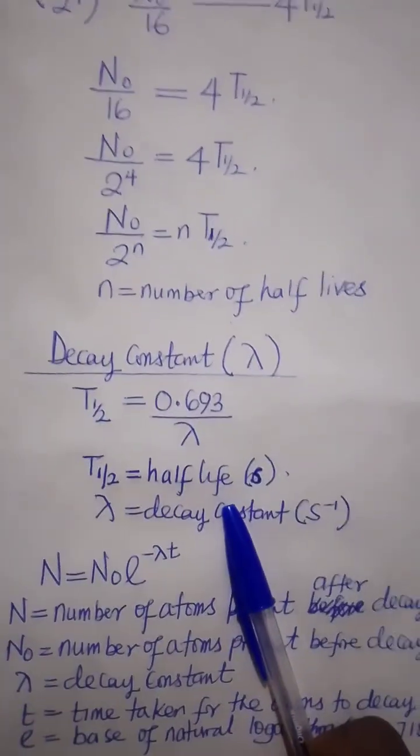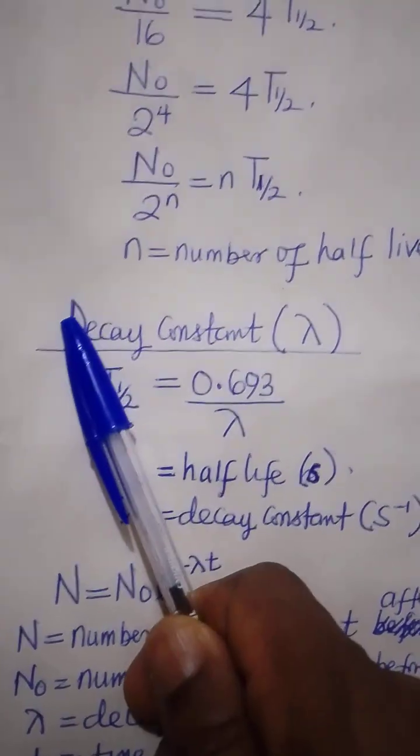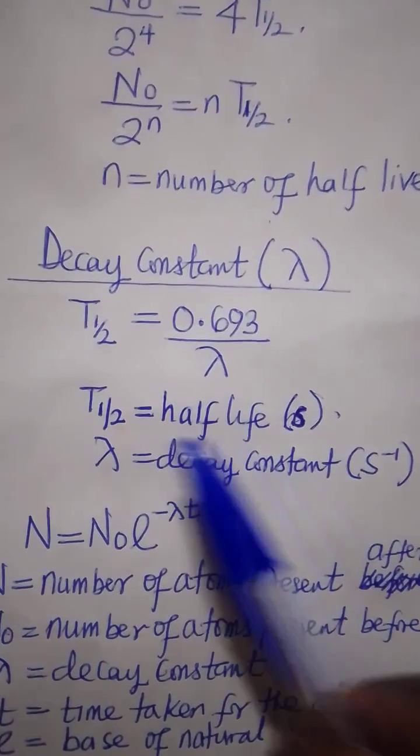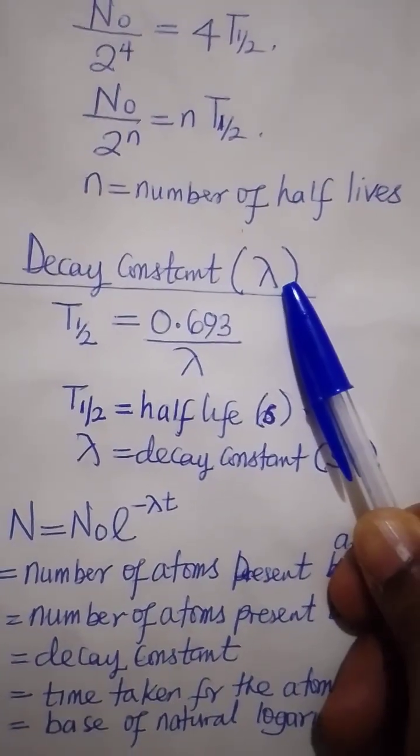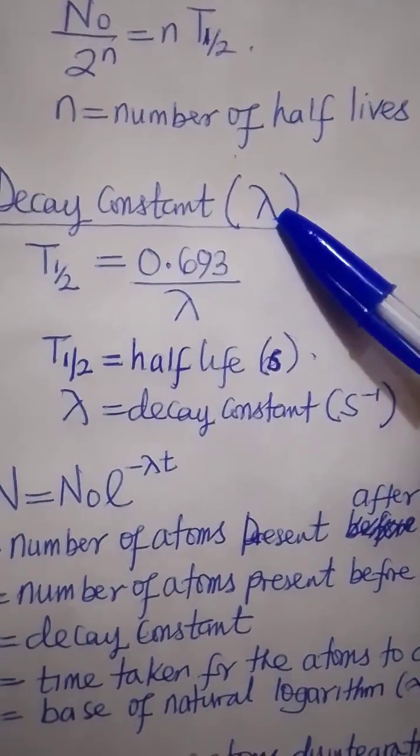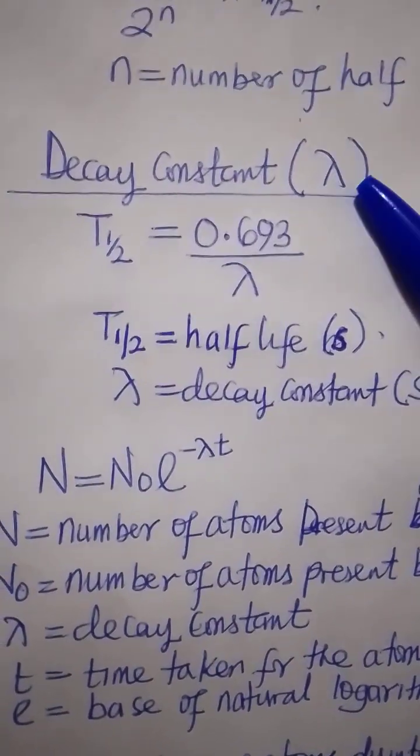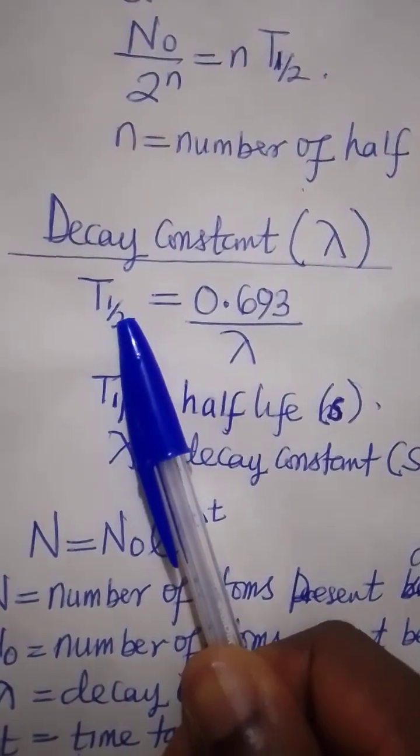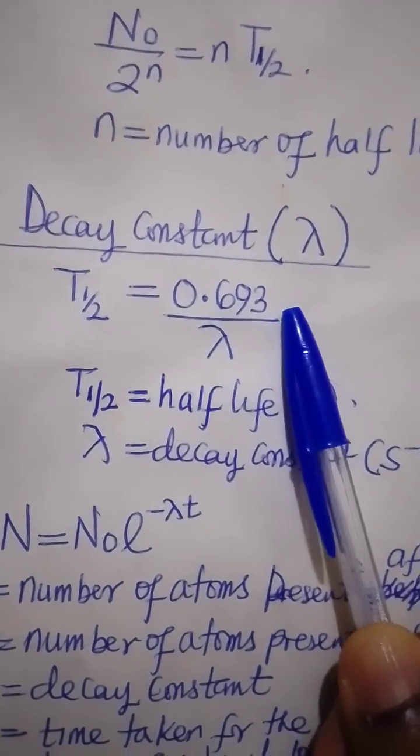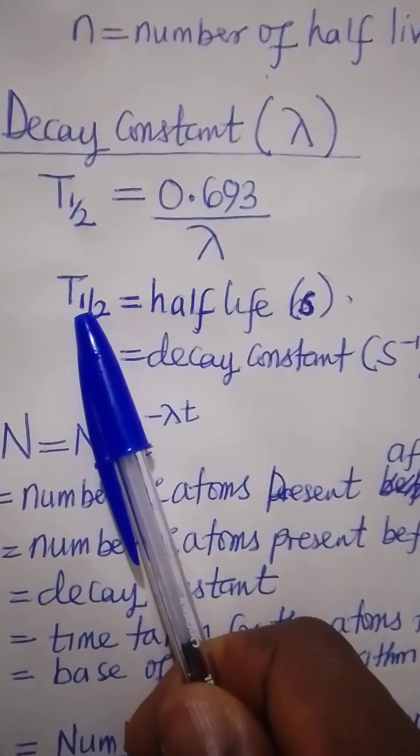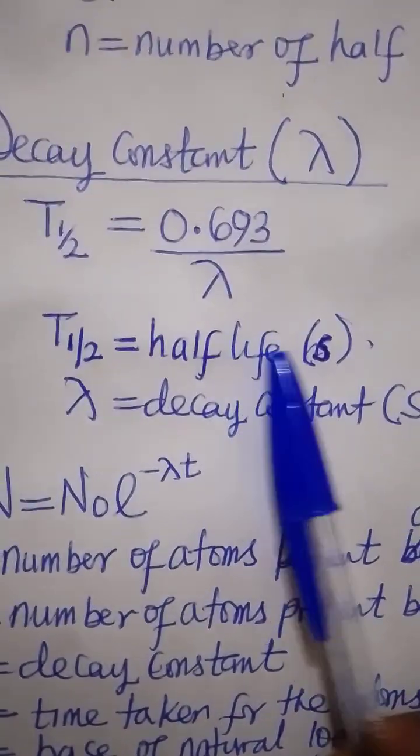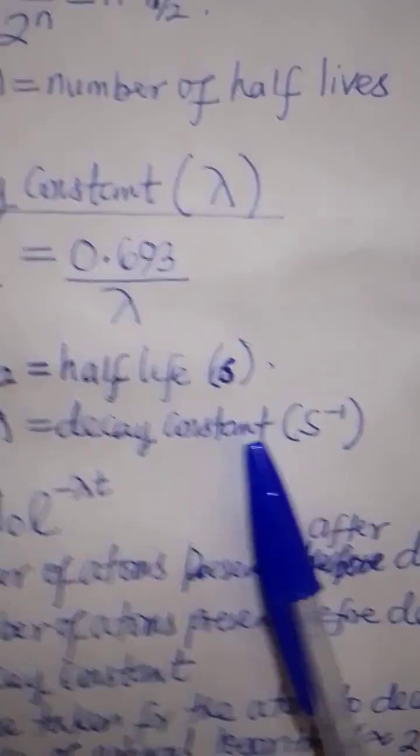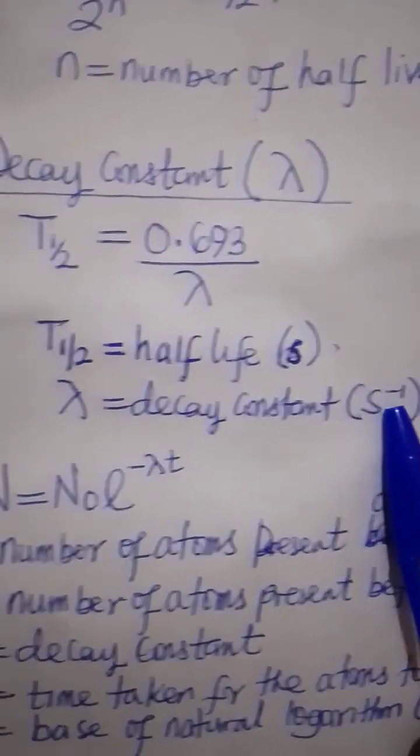This will take us to decay constant. We're looking at terms used during calculations. The symbol for decay constant is the symbol here called lambda. And the relationship between half-life and decay constant is given as T half equals 0.693 over lambda. So T half is called half-life, measured in seconds. Lambda here is referred to as decay constant, measured in per second.